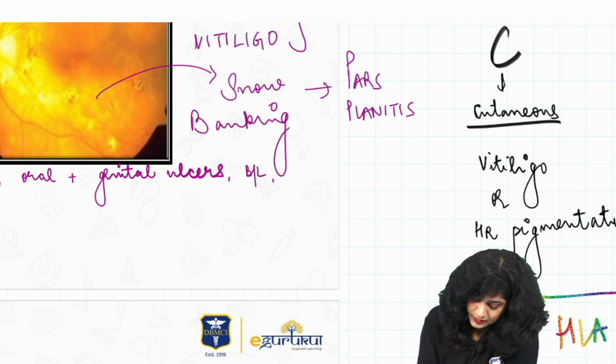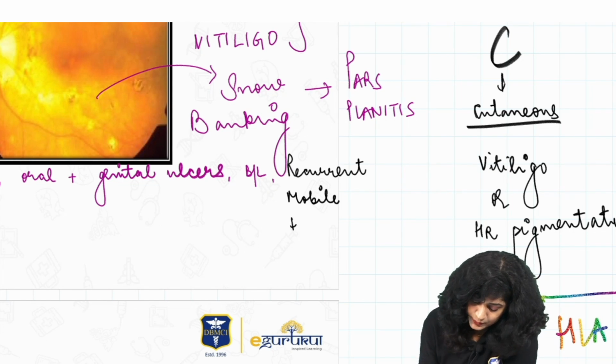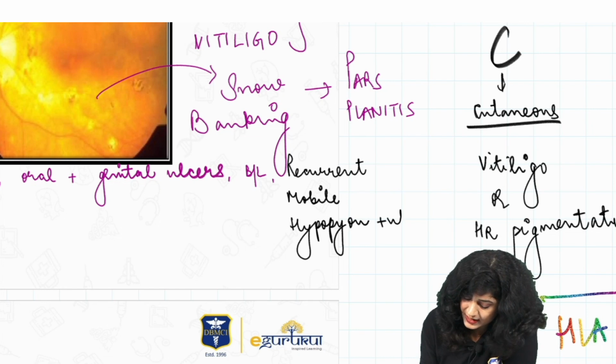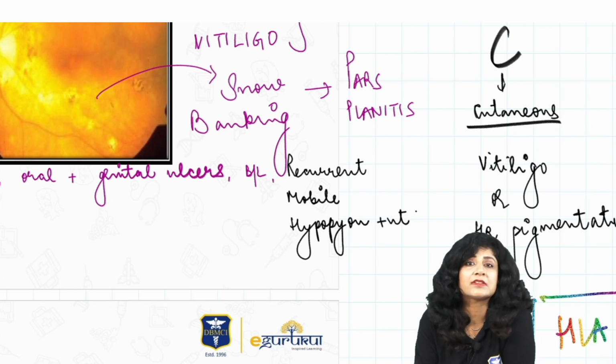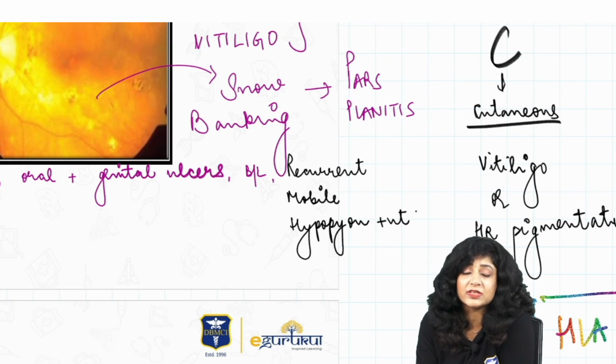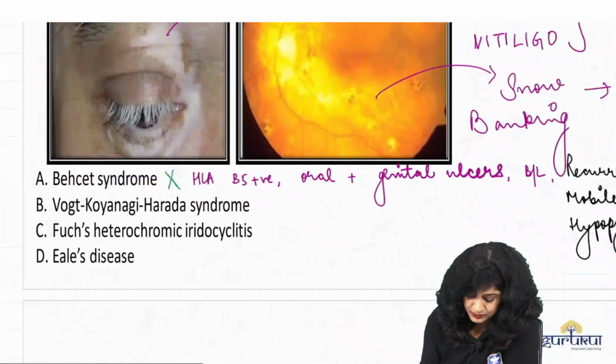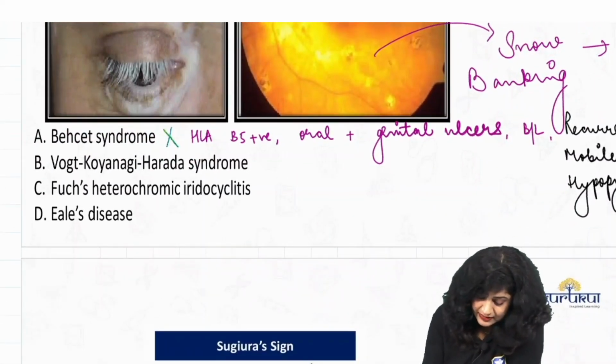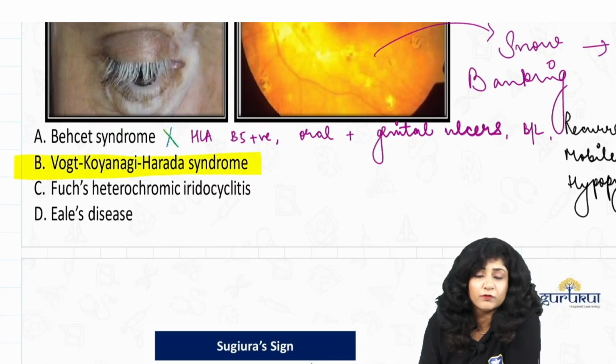This is also the bilateral condition, and along with this, a very important thing is that you get the recurrent mobile hypopyon. This is a very important thing, and many a times a question has come over the Behçet syndrome asking about the transient hypopyons. They are recurrent, but they are transient hypopyons. Then we have Vogt-Koyanagi-Harada syndrome, which can be the answer because it is having all the 4 involvements.